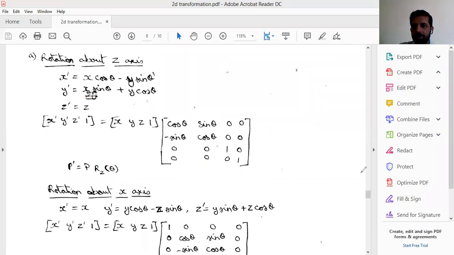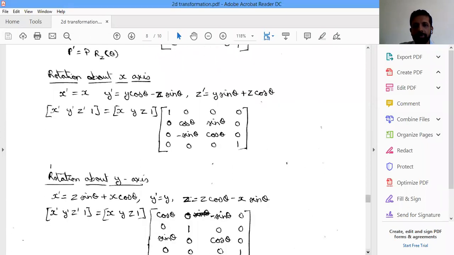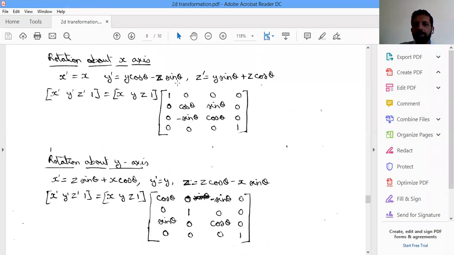Now, similarly, we'll take up one more example, rotation about the x-axis. How is it going to happen with respect to the x-axis? If you are going to rotate with respect to the x-axis, the x value will not change even after rotation. The y value will change, whereas y dash will be equal to y cos theta minus z sin theta, because it is just simple to remember.